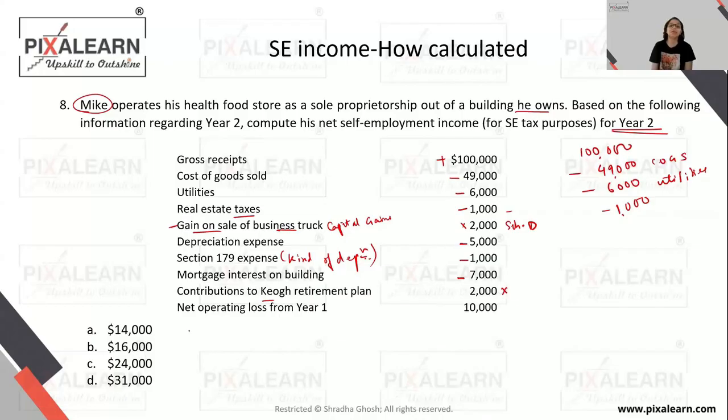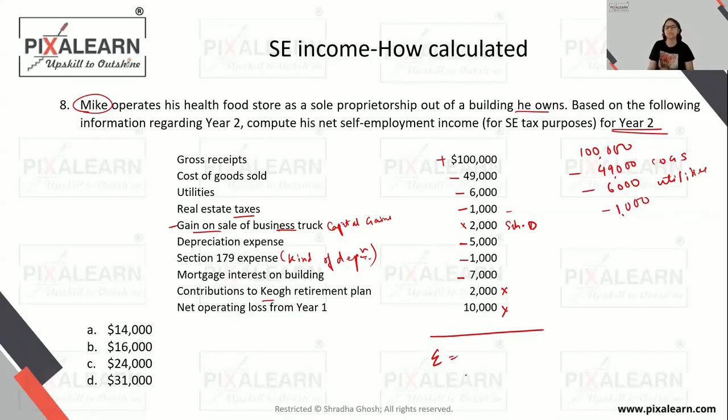Any operating losses that I have taken from last year will not be adjusted in order to calculate the self-employment income this year. How much taxes you will pay will depend, but how much money you've made from self-employment will not include the set-off of last year's losses. So just calculate this and tell me what is the final figure coming. So don't take this. Take all the others.